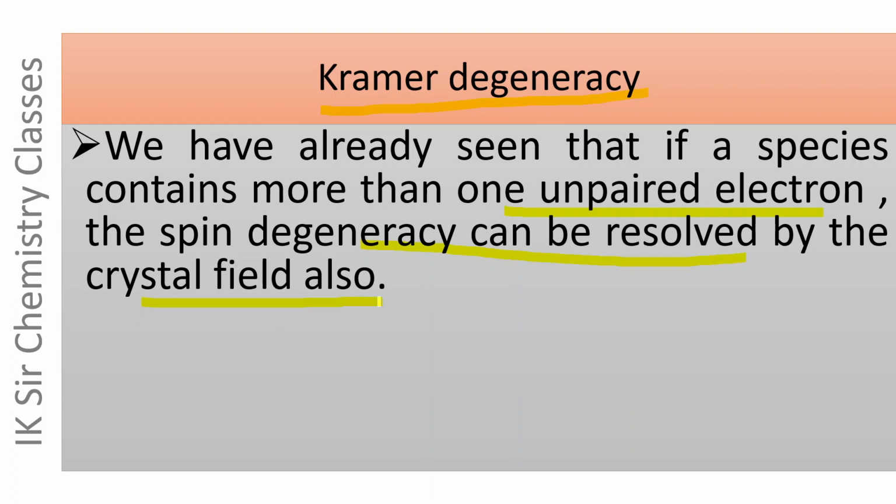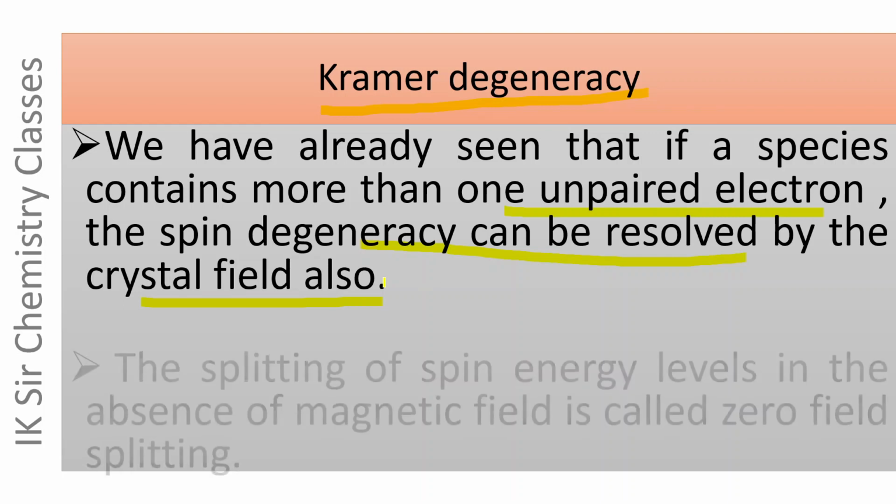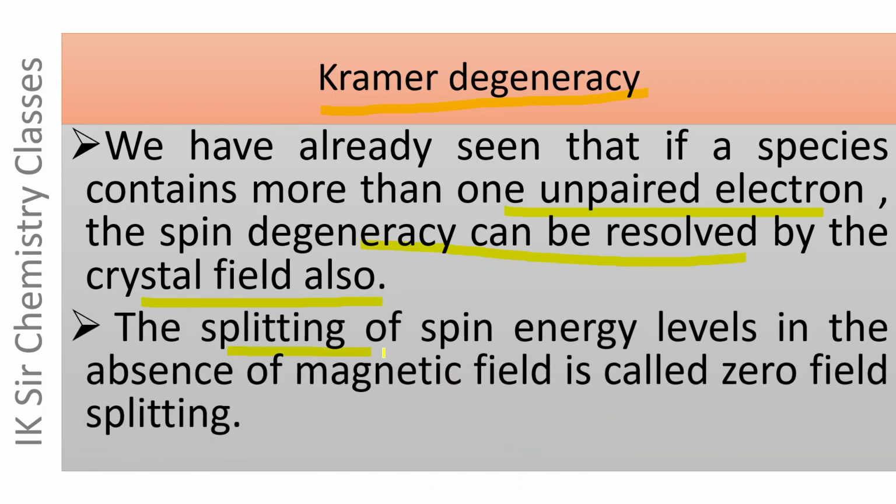It means if a molecule or ion contains more than one unpaired electron, the spin degeneracy can be lifted, removed, or resolved by the crystal field also, that is, by the magnetic field produced by unpaired electrons. The splitting of spin energy levels in the absence of magnetic field is called zero field splitting, which has been discussed in detail in the previous video.